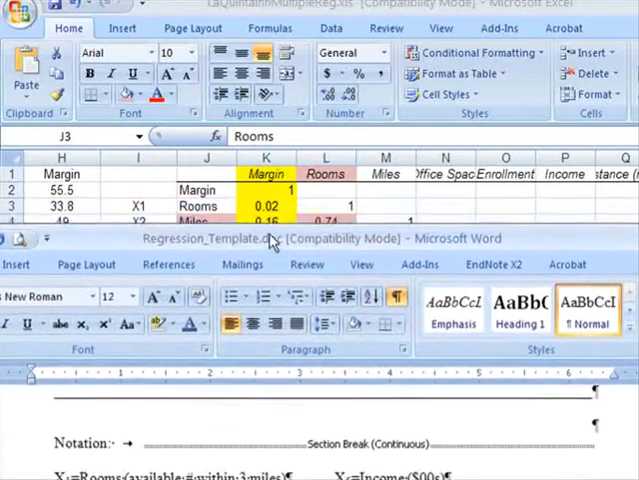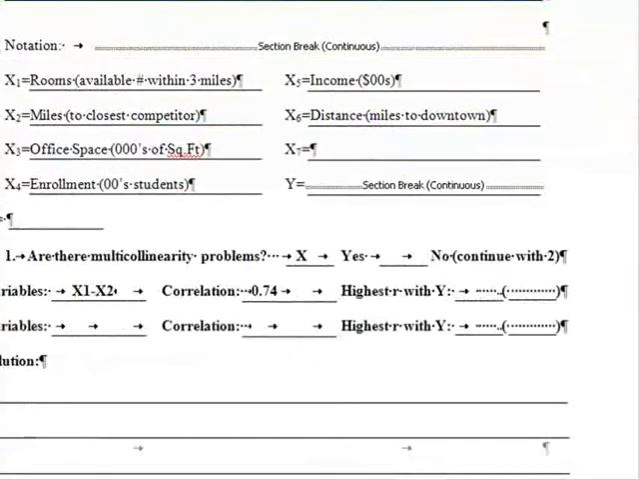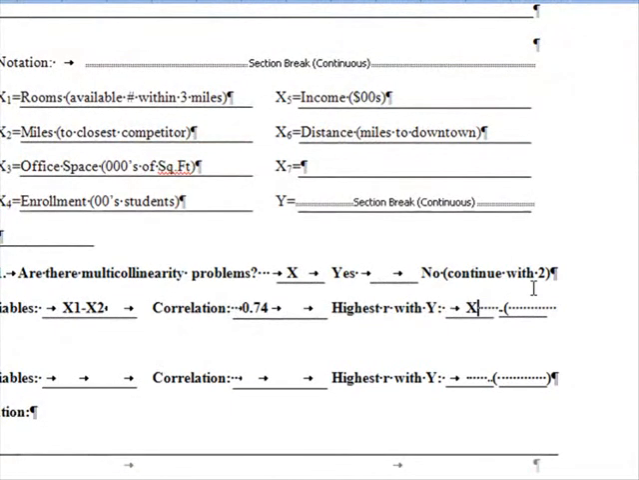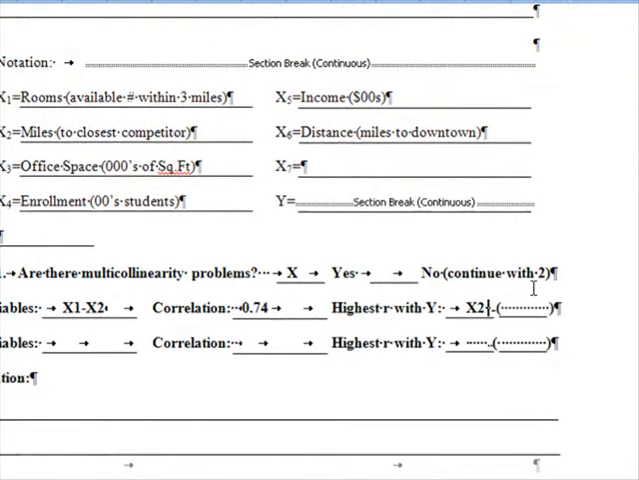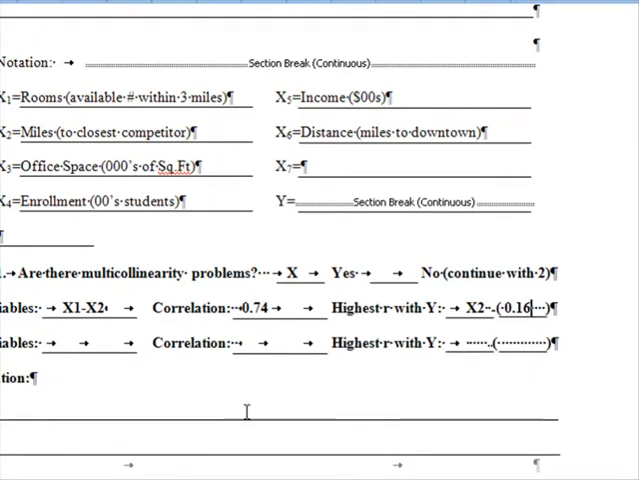Okay, and the highest correlation with y between those two variables is miles with 0.16. So it's x2, with 0.16 as my correlation. Now what this is telling me is, what do you need to delete? We always delete the lowest correlation with y. In this case, we're going to delete x1.